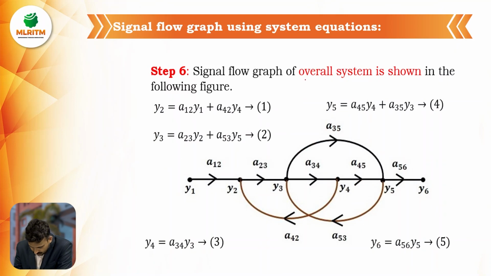So now the overall transfer function. If I combine all the equations in a single graph, the graph will become like this. If I consider the number of forward paths, in this case this is one forward path and this is another forward path. Okay, that's it. So there are two forward paths in the given graph.